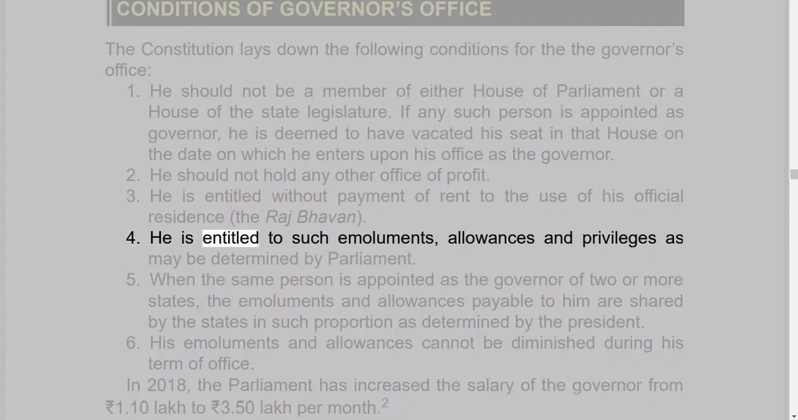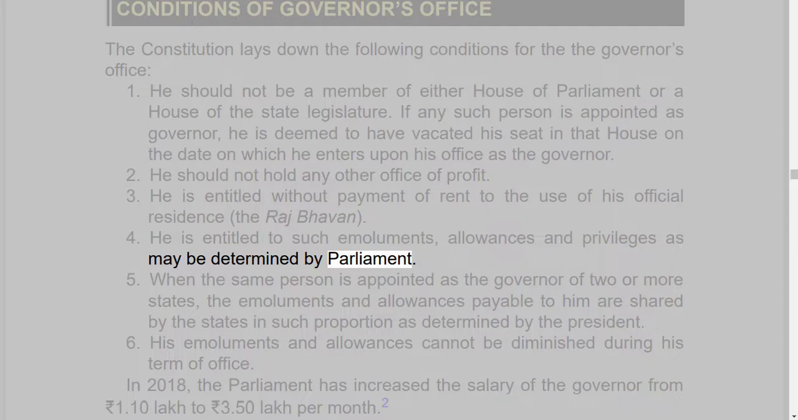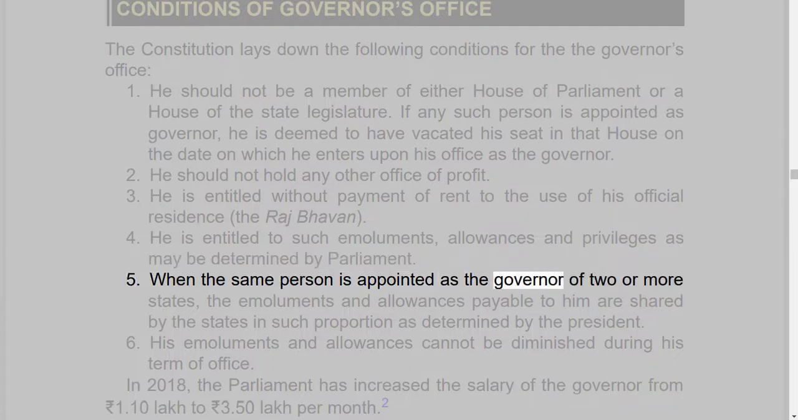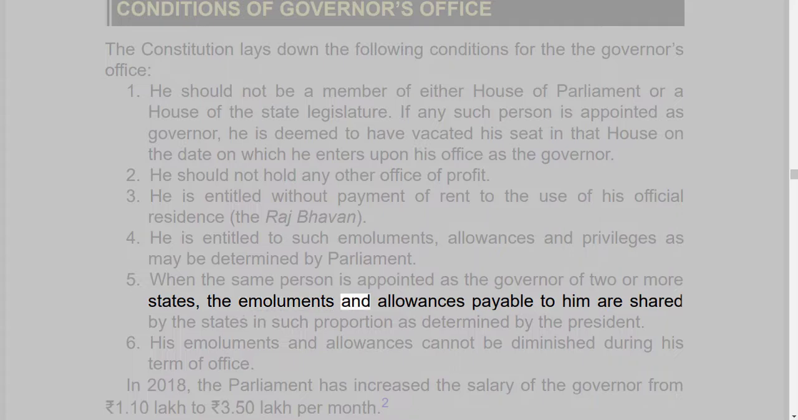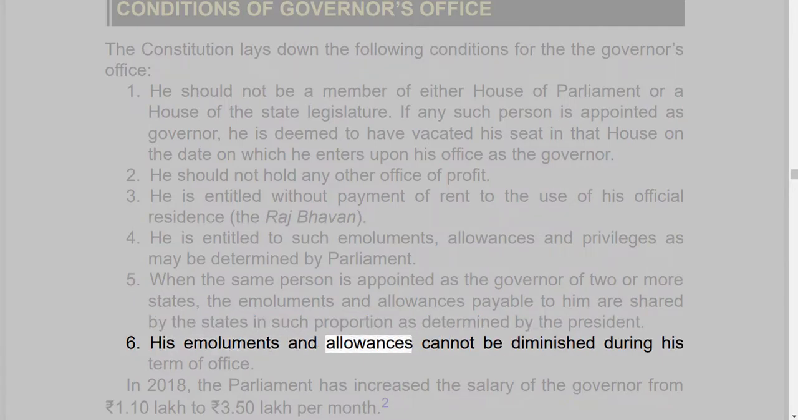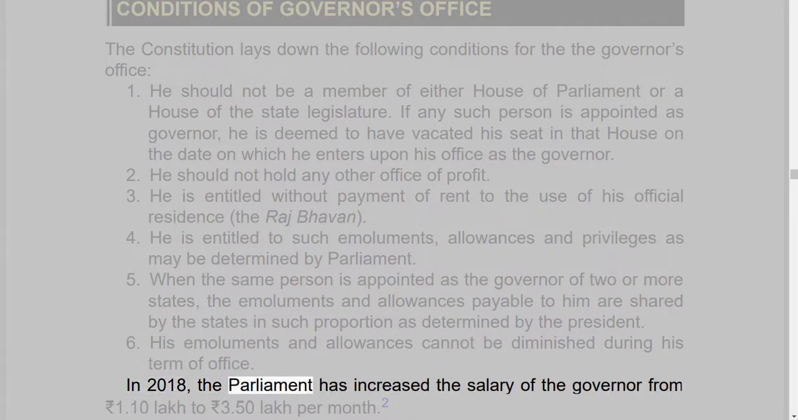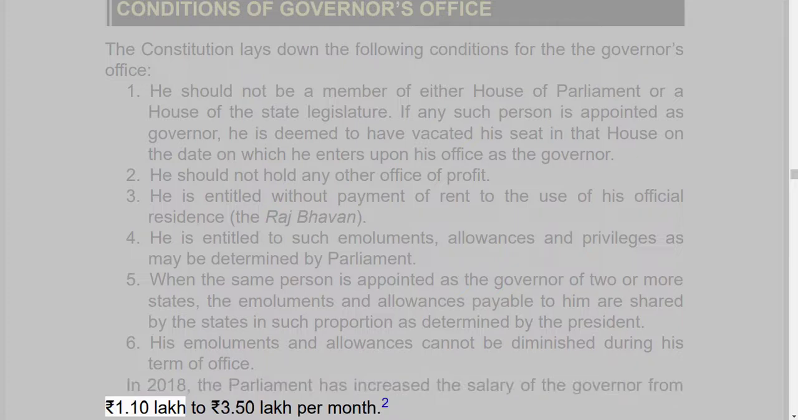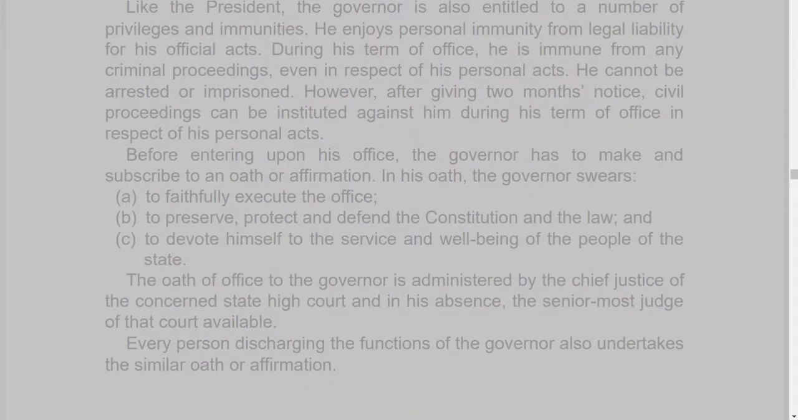4. He is entitled to such emoluments, allowances, and privileges as may be determined by Parliament. 5. When the same person is appointed as the governor of 2 or more states, the emoluments and allowances payable to him are shared by the states in such proportion as determined by the President. 6. His emoluments and allowances cannot be diminished during his term of office. In 2018, the Parliament has increased the salary of the governor from 1.10 lakh rupees to 3.50 lakh rupees per month. 2. Like the President, the governor is also entitled to a number of privileges and immunities.